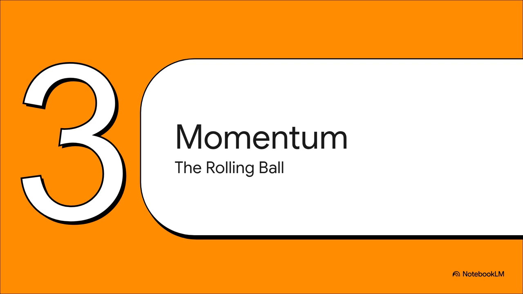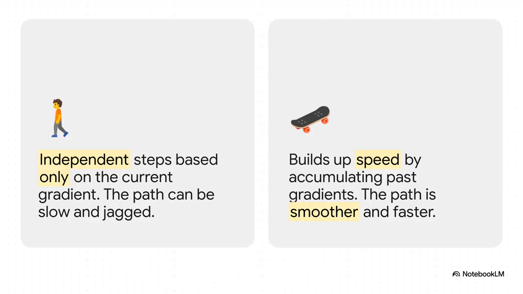This is where momentum comes in. It's like giving that hiker a rolling ball upgrade. And here's the key difference. Instead of taking all these separate little steps, momentum acts like a rolling ball. It actually uses its history to build up speed on those long, consistent slopes. This makes the path way smoother, way faster, and it lets it power right over those small bumps that would have trapped SGD.